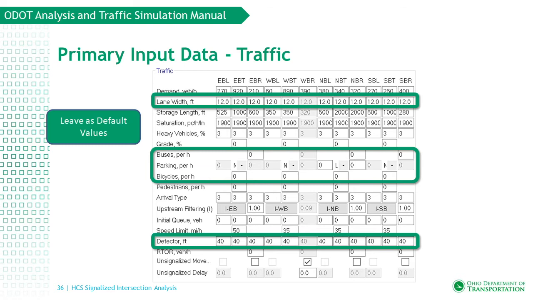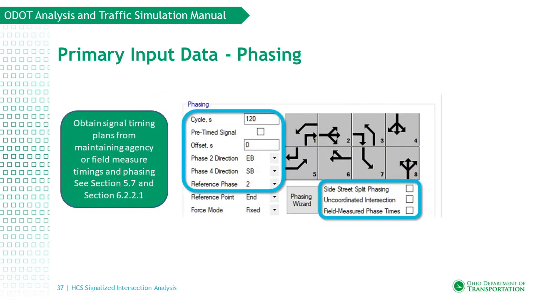The default values for lane widths, buses, parking, bicycle volumes, and detector lengths can be used for ODOT analysis. If these factors are changed from the default values, documentation is required. For more information on these factors, refer to the interrupted flow chapters of the Highway Capacity Manual. The phasing information can be entered from the existing signal timing plans provided by the maintaining authority. If not readily available, the analyst may also field measure the timings and associated phasing configuration. Typically, standard NEMA phasing can be used if phase numbers are unknown.